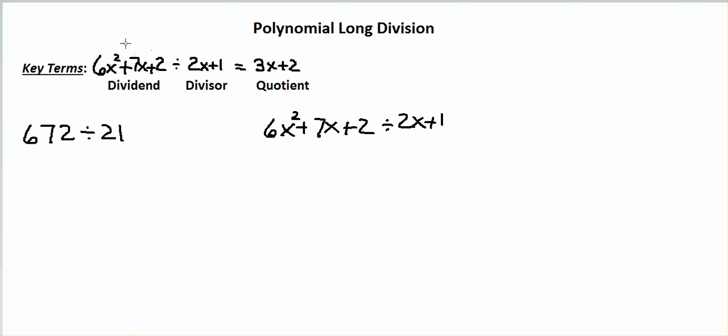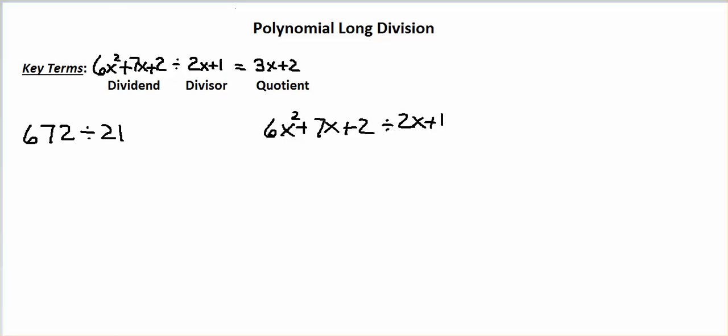Dividend in polynomial long division is the polynomial that you will be dividing into. The divisor is the polynomial that you will be dividing into the dividend, and then the quotient is the result, the answer. And then, of course, every once in a while, if your divisor doesn't go into your dividend a whole number of times, you get what's called a remainder.